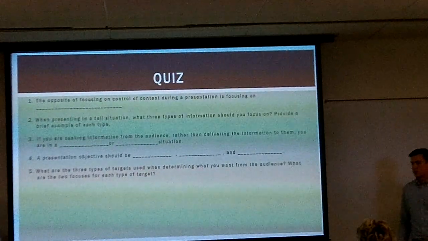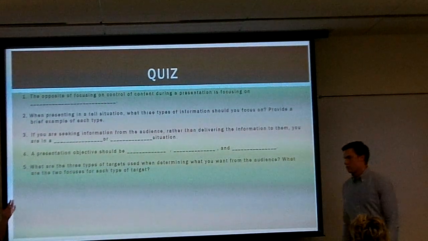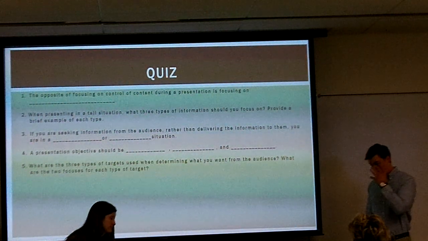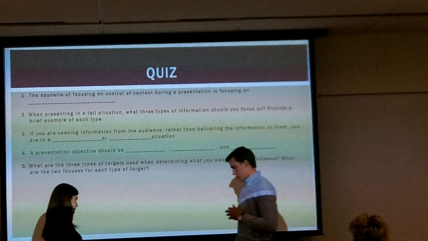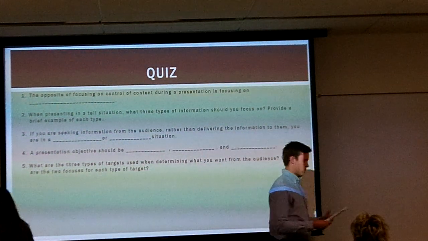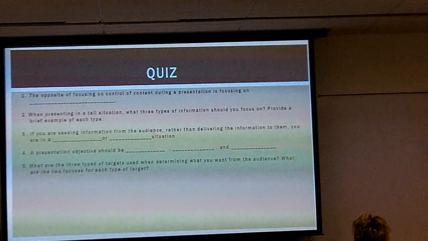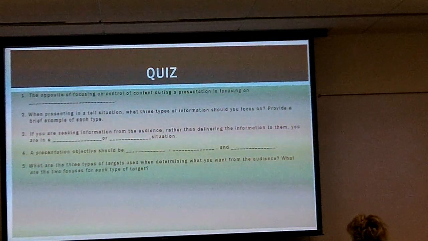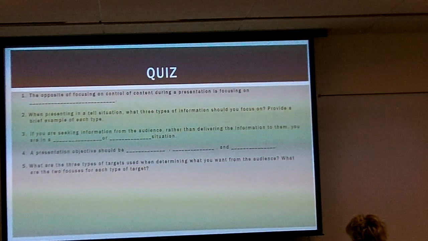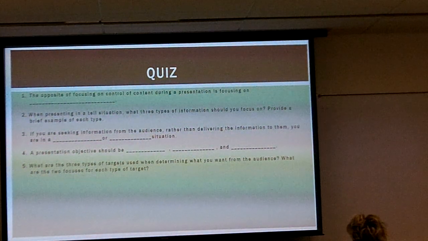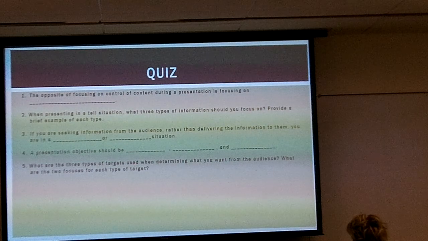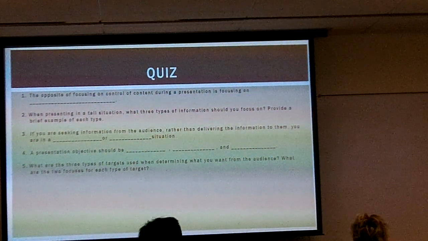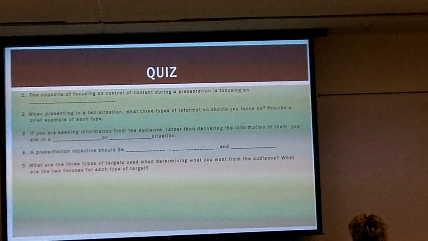The opposite of focusing on the control of content during your presentation is focusing on what? When presenting in a tell situation, what 3 types of information should you focus on? Provide a brief example of each type. If you're seeking information from the audience rather than delivering the information to them, you are in a blank or a blank situation. A presentation objective should be blank, blank, and blank. What are the 3 types of targets used when determining what we want from the audience? What are the 2 focuses of each of those?